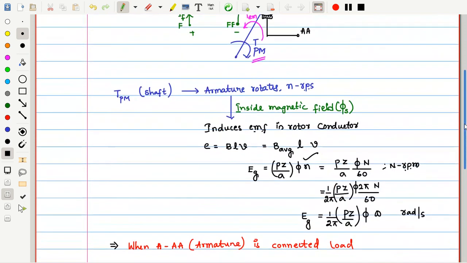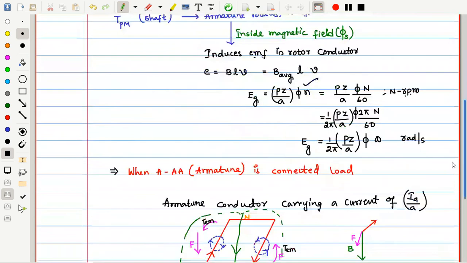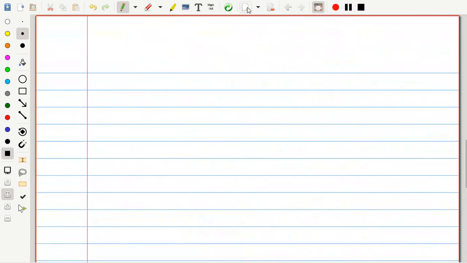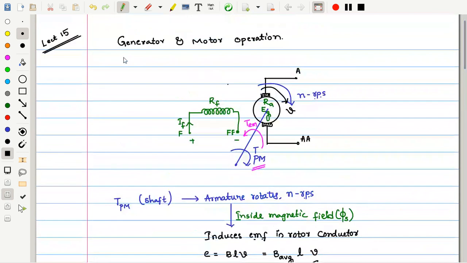Now, similar but slightly opposite kinds of features take place in the case of motor. Let us see that. Very interesting, and see here for the case of motor operation. The previous thing we discussed is the generator operation. This is all about the generator.